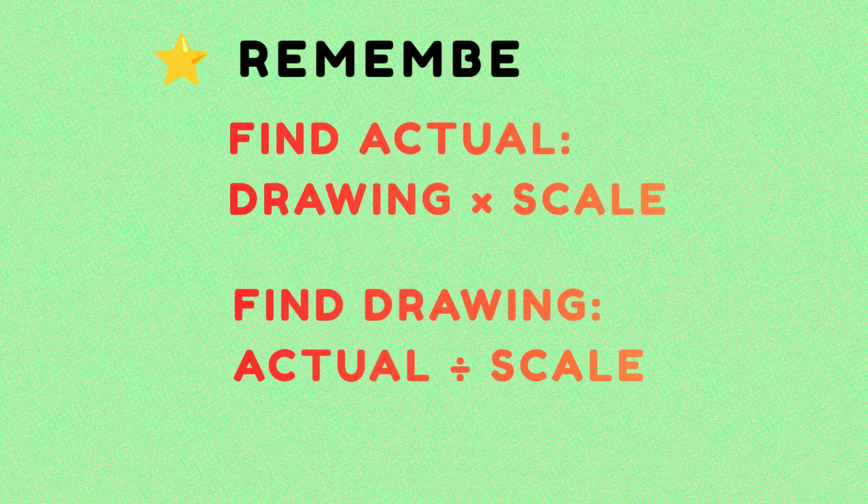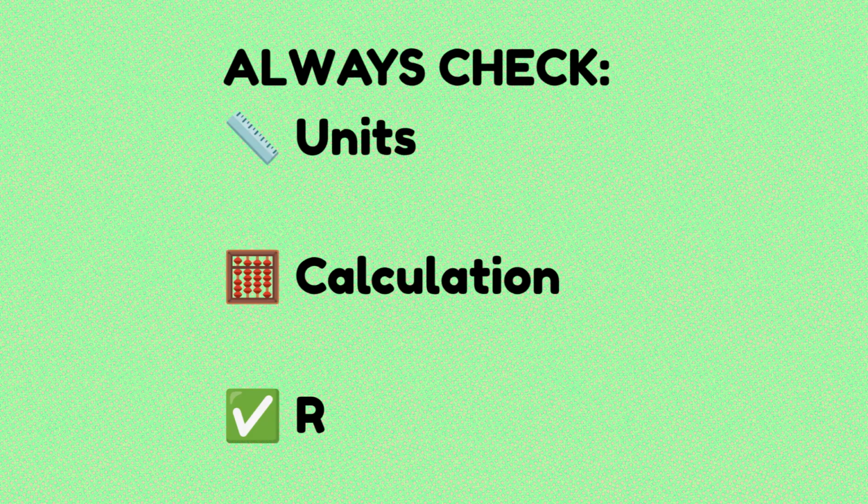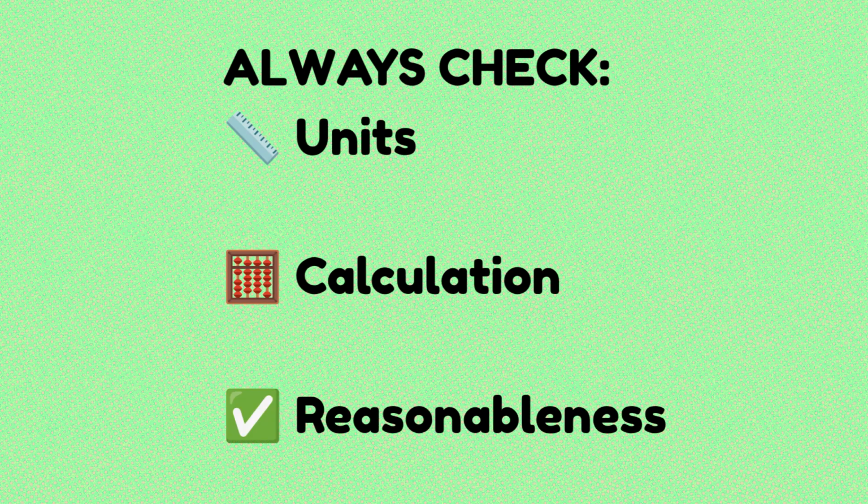Excellent work today. Remember the two most important rules. To find the actual measurement, multiply the drawing measurement by the scale. To find the drawing measurement, divide the actual measurement by the scale. Always check your units and make sure your answer makes sense.